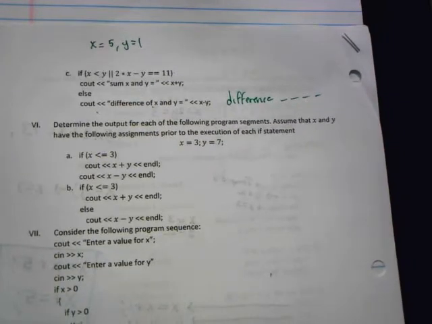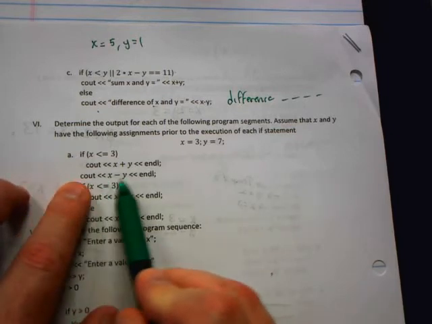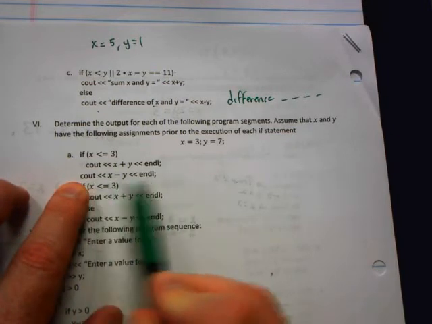All right. Number 6. Determine the output for each of the following. X is 3, Y equals 7. We have, if X is less than or equal to 3, cout X plus Y, endl, and then cout X minus Y, endl. All right, so what's that going to do? It will do both. How come? The last one is outside of the if statement. So it wouldn't matter what the value of X is. It's going to run this line either way.